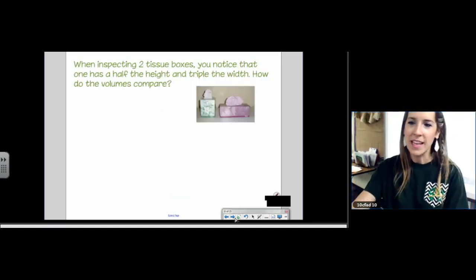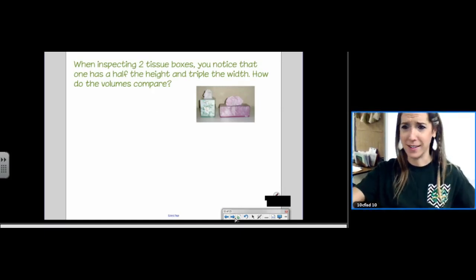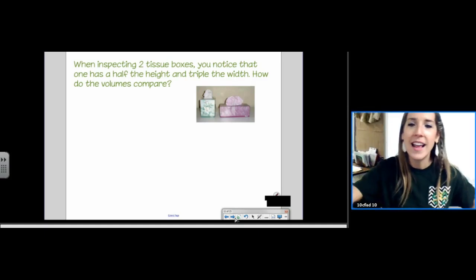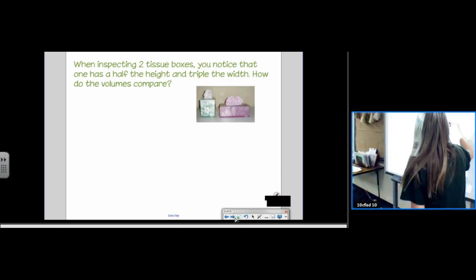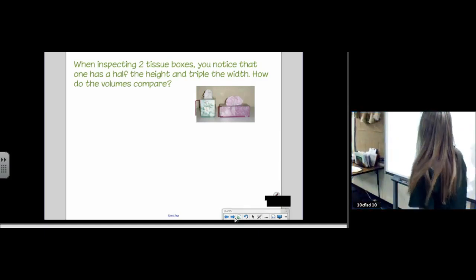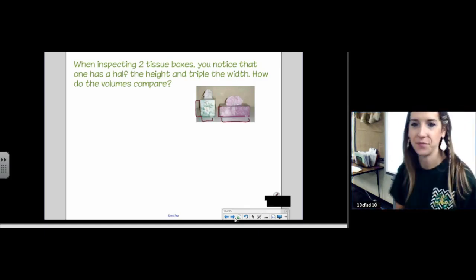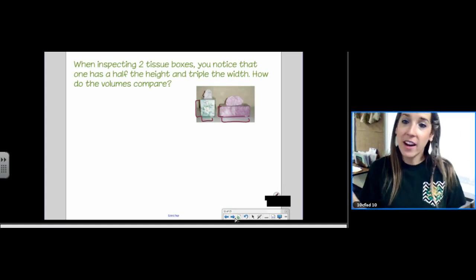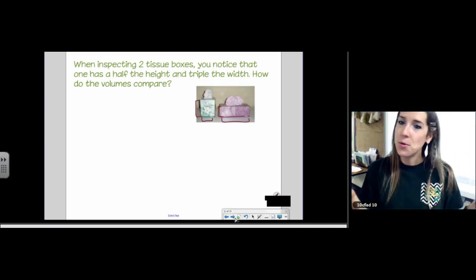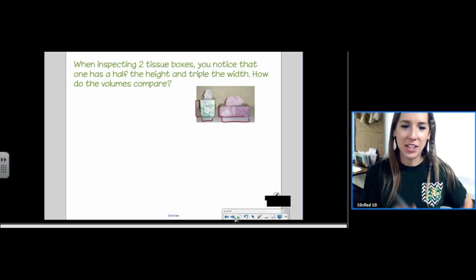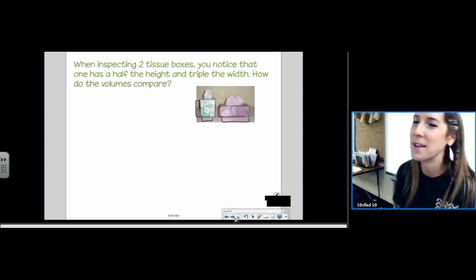Next problem. When inspecting 2 tissue boxes, because I'm sure you inspect them all the time, you notice that one has half of the height and triple the width. How do the volumes compare? Who wins? Who holds more tissues? Okay, so what shape are we dealing with? Oh my gosh, people, stop typing the answer.